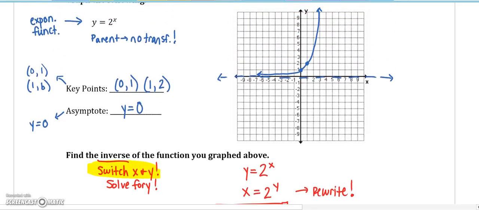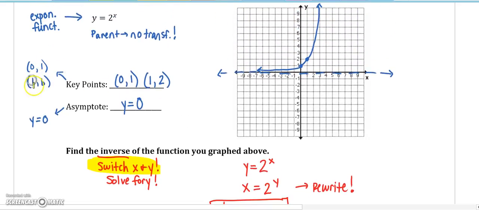Remember how in an exponential function, these were my key points right here? These are the x's and these are the y's. Well, to get the log function, we're just going to switch x and y, because that's what we do for inverses. Same thing for the asymptote. The asymptote was y equals 0 for an exponential function. Well, since for the inverse we switch x and y, for a log it's going to be x equals 0.